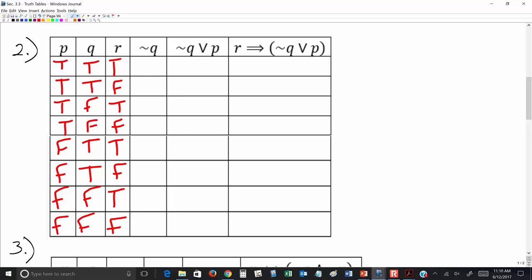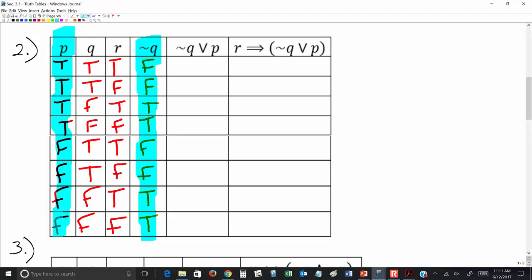All right, so then not Q, that'll just be the opposite of Q. So in this case, it'll be FFTT, FFTT. And then next we have not Q or P, okay? So we're focusing on the not Q column and the P column for this next one.